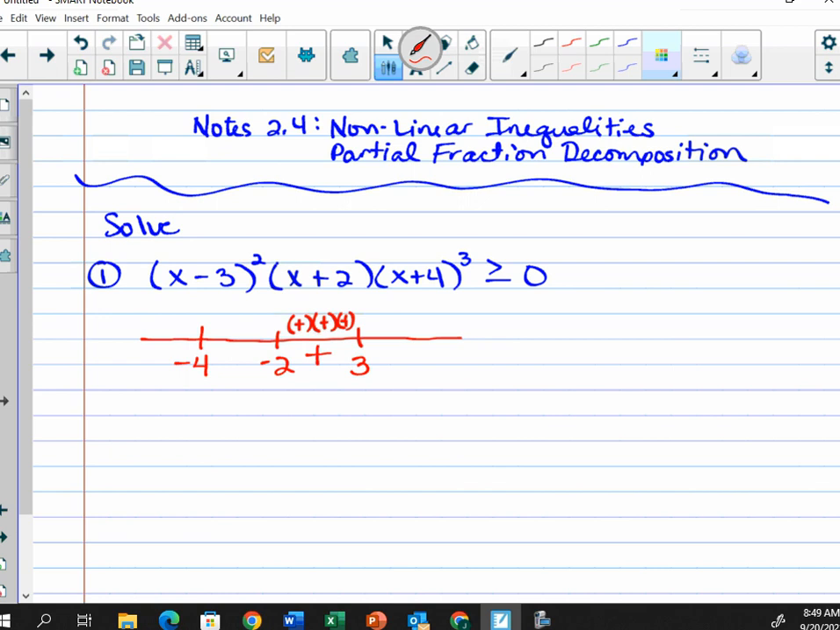Now, you can absolutely plug in a number for every single section. I think that takes too long. If you understand multiplicity, you can easily figure out the rest of the regions. So I'm going to look at the 3. Does the 3 have multiplicity? Yes, even multiplicity, right? Graphically, it's going to bounce off the x-axis. So if it's positive on the left side of 3, what will it be on the right side of 3?